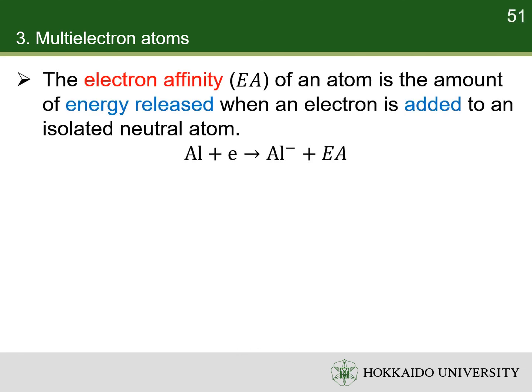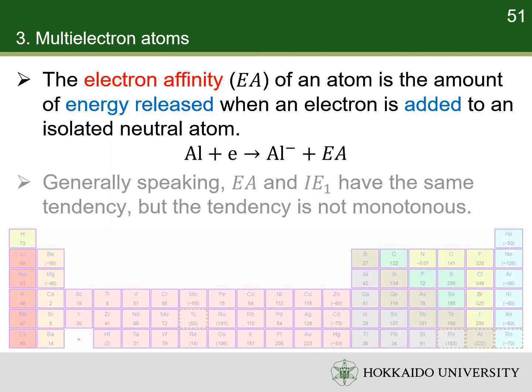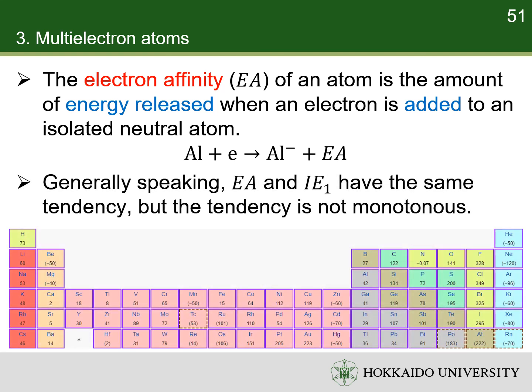The electron affinity of an atom is the amount of energy released when an electron is added to an isolated neutral atom. For example, the electron affinity of aluminium is the energy released when an aluminium atom receives an electron to form aluminium anion. Generally speaking, the electron affinity and the first ionization energy have the same tendency. However, the tendency of electron affinity is not monotonous.